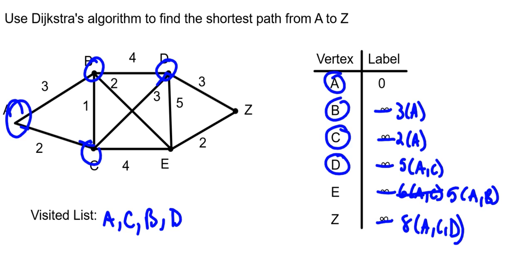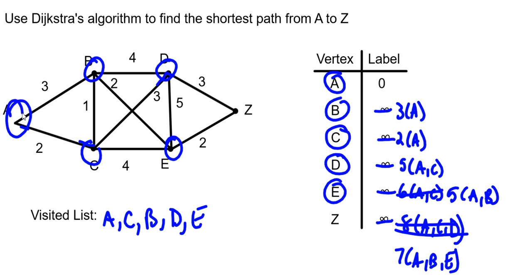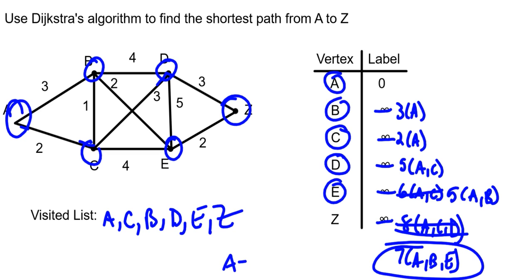Now I have to consider going through E, which has a cost of 5 because 5 is cheaper than 8. And when I go from E to Z, right, that comes up with a better route and a better cost of 7. So I get to E through A and B. Right? And now the only thing left to do is to visit Z. Right? And once I throw Z into the list, I have my shortest path. So it went from A to B to E to Z at a total cost of 7.